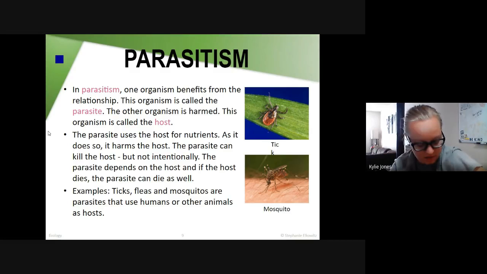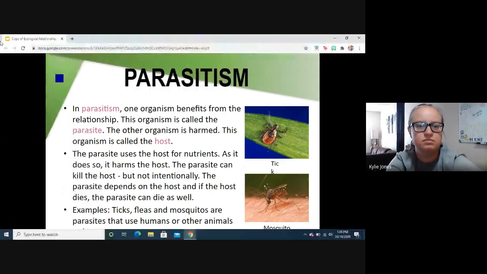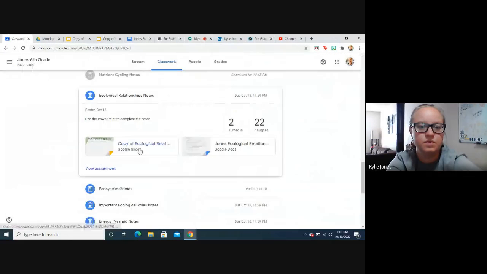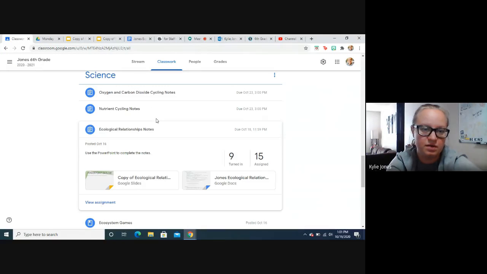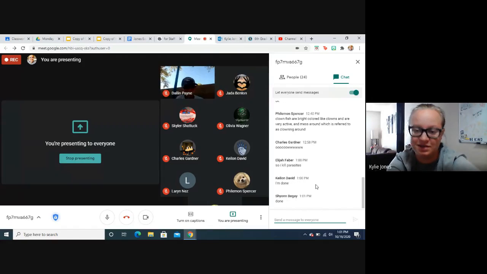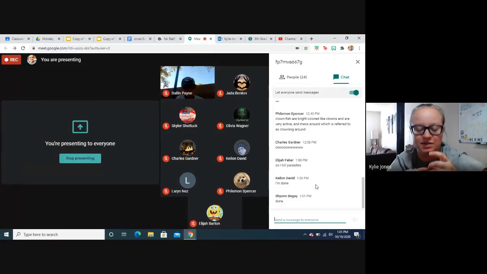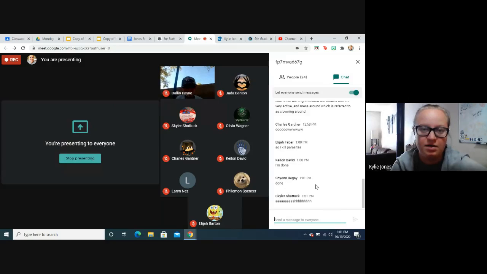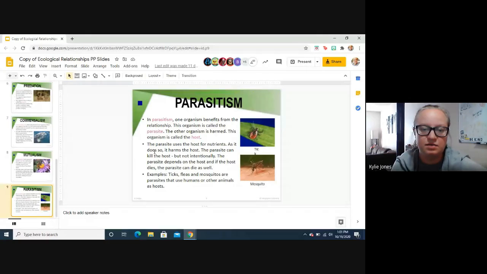The next one I think is nutrient cycling. Let's see what posted. Nutrient cycling, yep. There's 2 more that we're going to do, but nutrient cycling will be the next one we work on. And yes, Elijah, we do kill parasites. When we kill mosquitoes and ticks and fleas and stuff, those are parasites. What are parasites? Parasites are the things that suck your blood and stuff. It's the organism in a parasitic relationship that benefits.